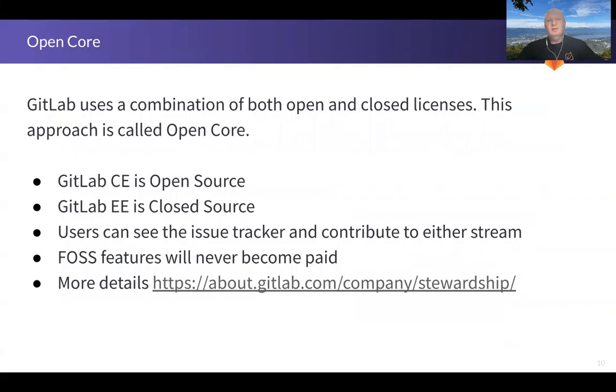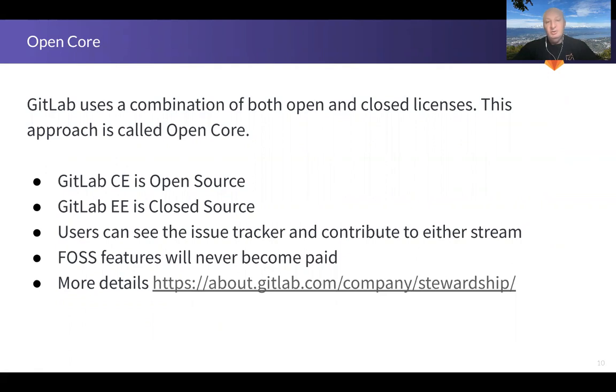Open core. Okay, so GitLab uses a combination of both open and closed licenses. This approach is called open core, and I'll just emphasize it's not a license, it's an approach. So GitLab essentially have two products. There's GitLab CE, which is the community edition, and this is fully open source. And then on top of CE is built GitLab EE, or Enterprise Edition, which is closed source.